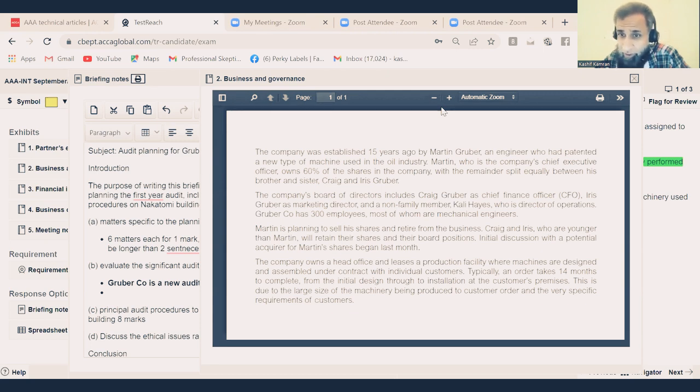Initial discussions with the potential acquirer for Martin's share began last month. Is there a risk of management bias because Martin is selling shares and wants to fetch a good price for the 60% share? Is there a potential risk that the financial statements could be manipulated for a better picture, for better performance? Does Martin want to sell shares at a good price? Is Martin the owner? Is Martin in the capacity to override controls? Is it an owner-managed business? Is Martin in a better position to override the controls and manipulate the financial statements? Does Martin want to fetch a good price?